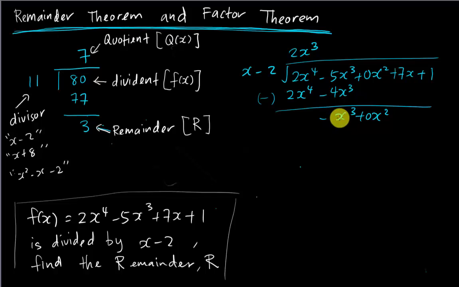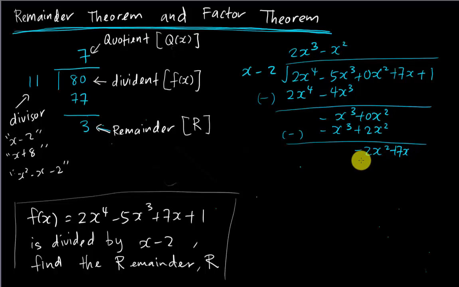Then in order to get negative x cubed, I will do negative x squared. Because negative x squared multiplied by x, I get negative x cubed. Negative x squared multiplied by negative 2, I will get positive 2x squared. Remember, here there is an invisible minus. So here actually you will get 0. And this one actually you will get negative 2x squared plus 7x.